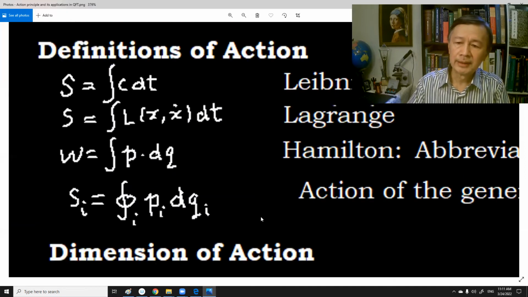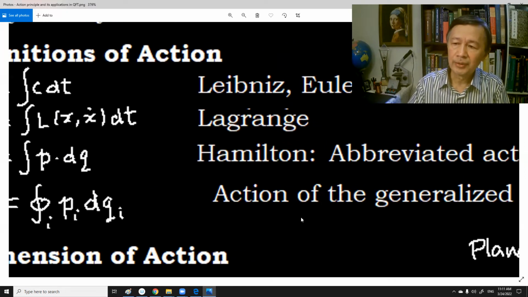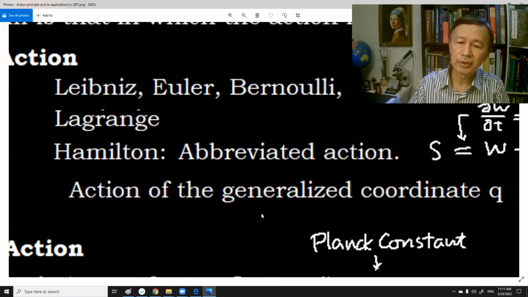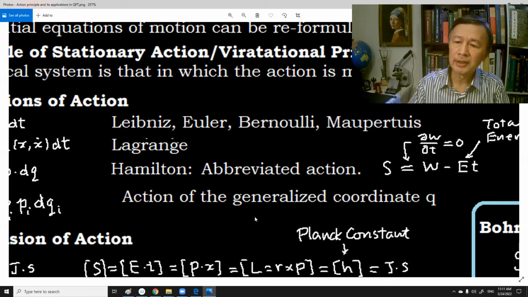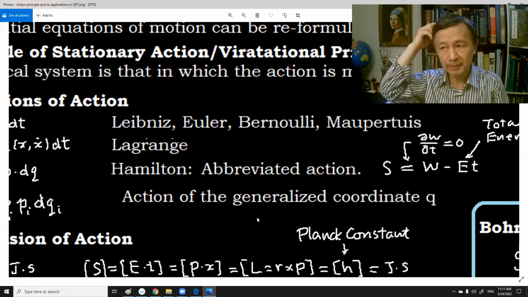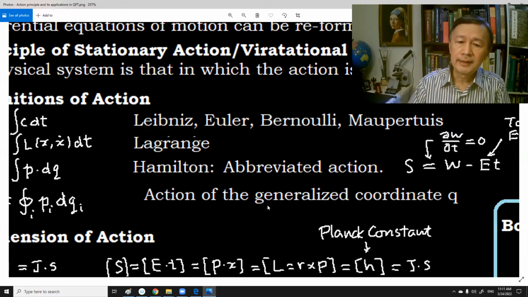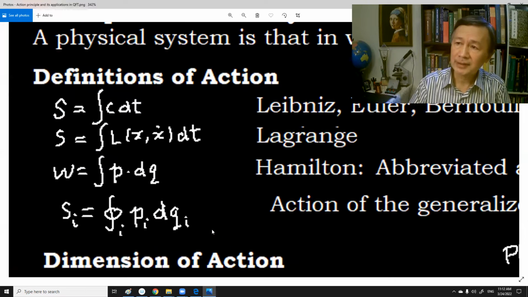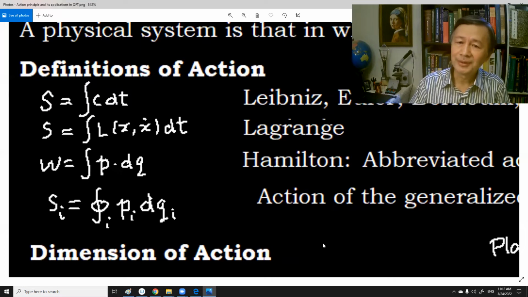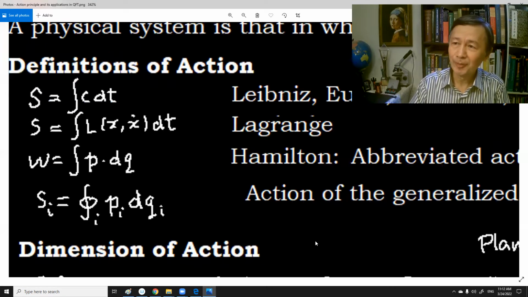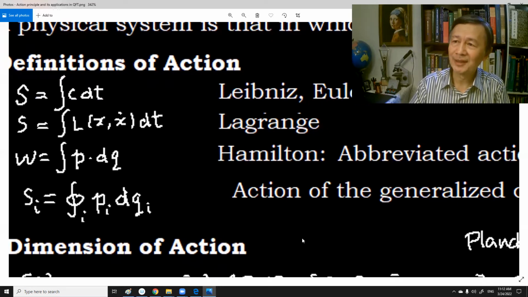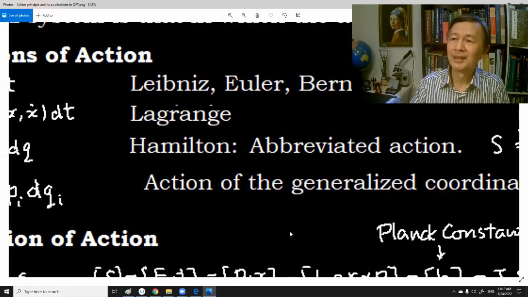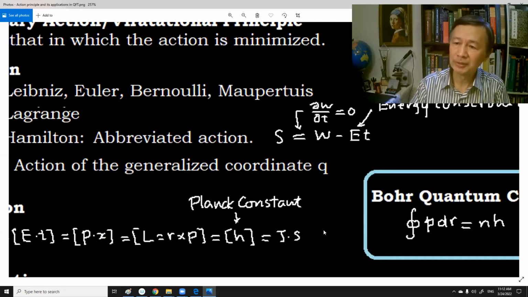However, this action is also called the action of the generalized coordinate Q. It's a general coordinate, could be the angle, could be the displacement in the position. And this integral is defined as action as well. Now, this integral looks very familiar if you have studied Bohr's original work on the atomic model.